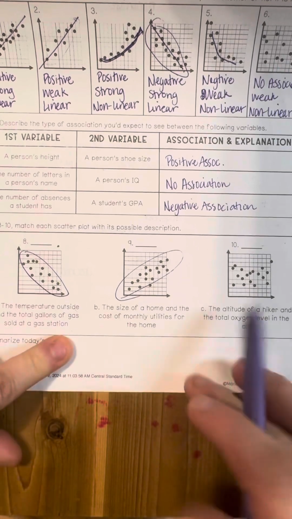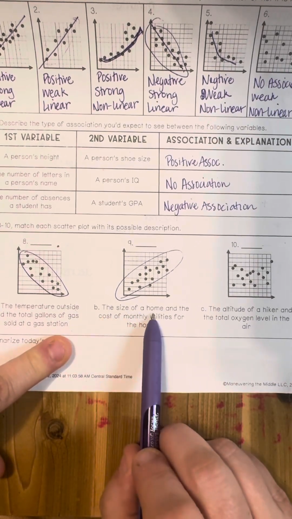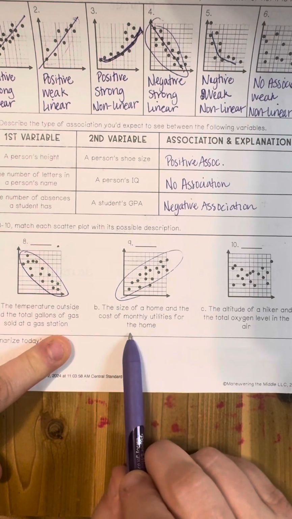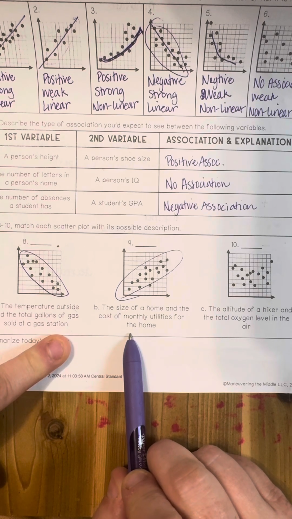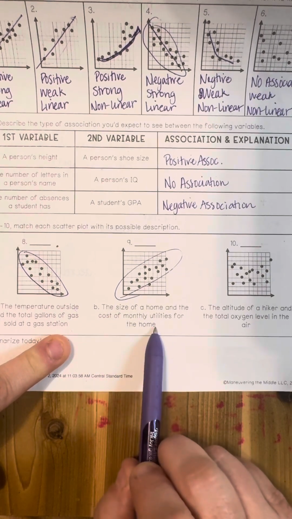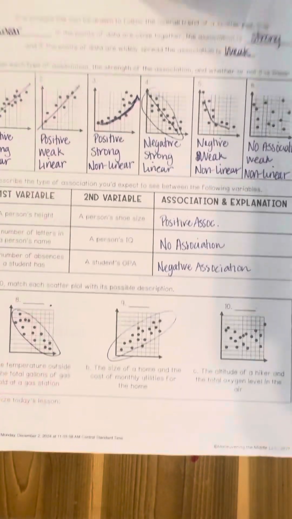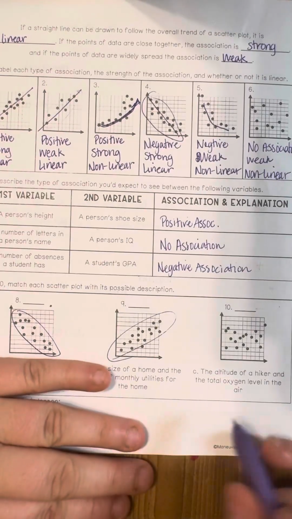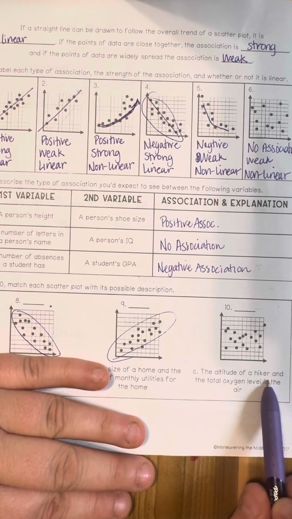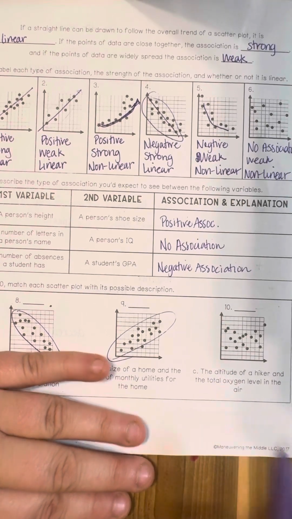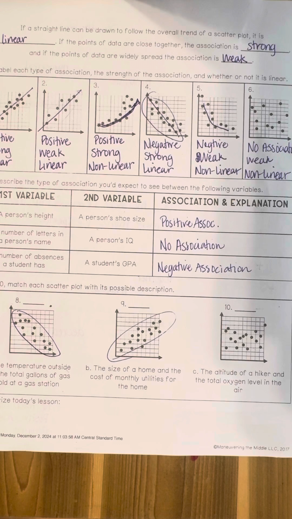Think about that. The next one says the size of a home and the cost of monthly utilities for that home. So is there a relationship between how big the house is and how much they spend on electricity or water? And then lastly, the third one says the altitude of a hiker and the total oxygen level in the air. So it's talking about how high you are on a mountain and what's happening to the oxygen level. Okay? Some of those are a little tough because we may not know some of those.